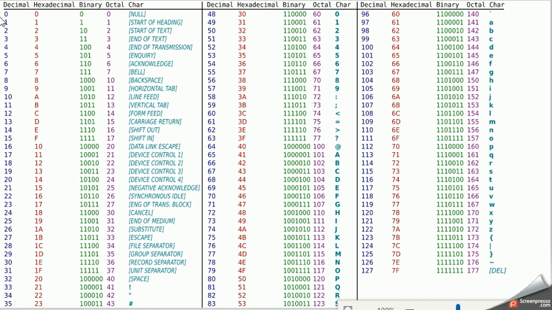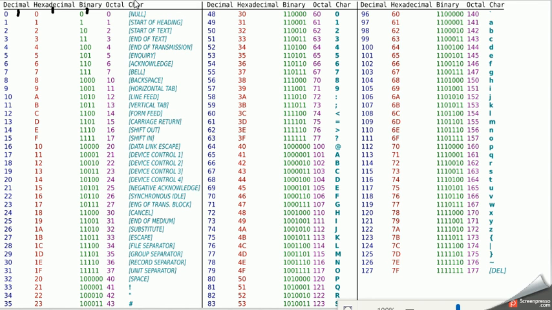The table is split into decimal, which means denary numbers. Decimal means denary. It's another way of saying it. You've then got hexadecimal, which you know about. You've then got binary. Ignore octal. Ignore it. You've then got char, character, which you're going to need to know about.